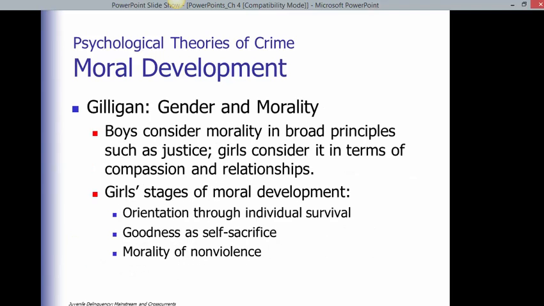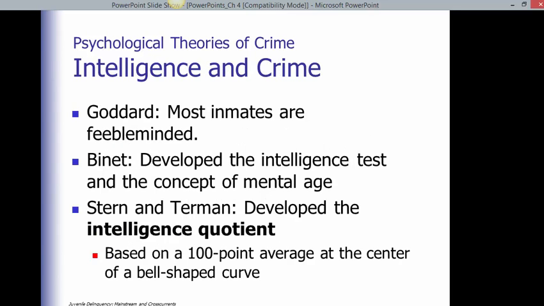Gilligan looked at gender and morality. Boys consider morality in broad principles such as justice, while girls consider it in terms of compassion and relationships. Girls' stages of moral development include orientation to individual survival, goodness as self-sacrifice, and the morality of nonviolence.